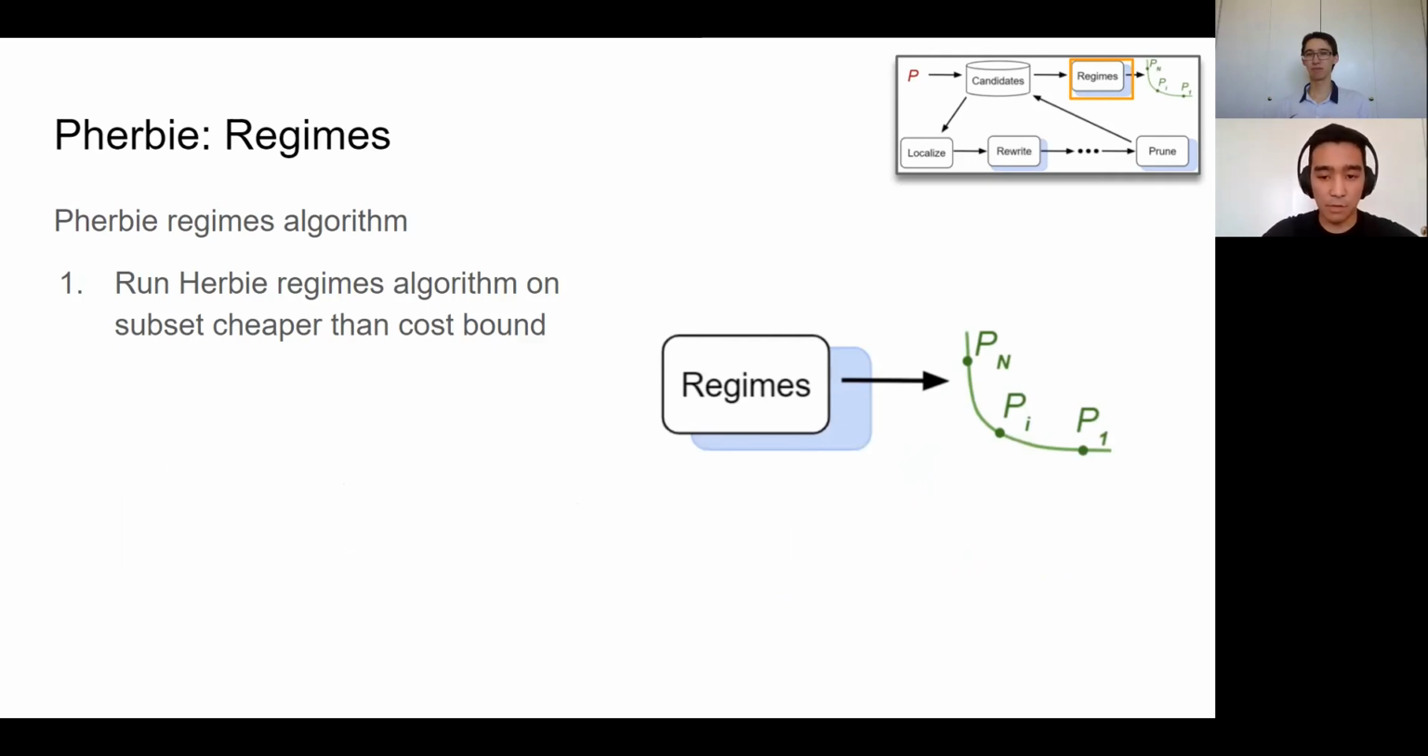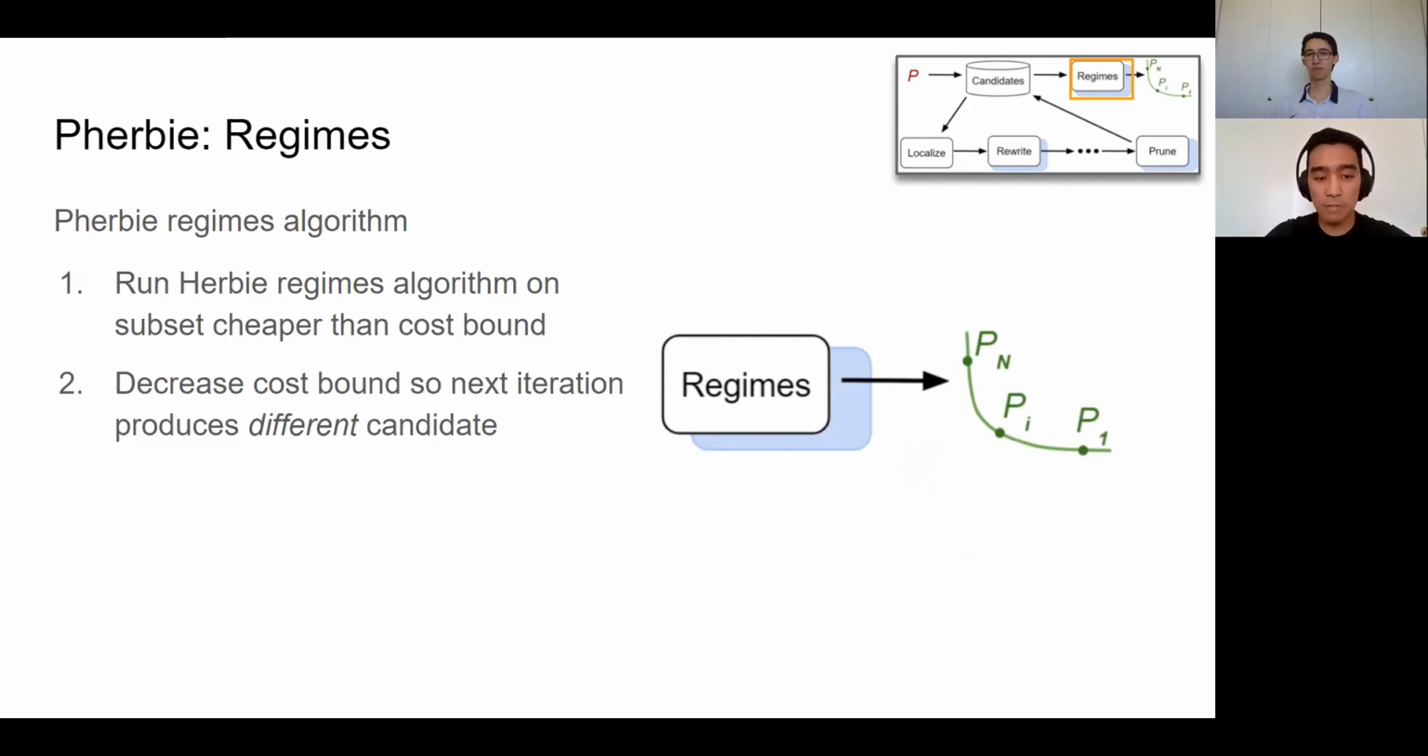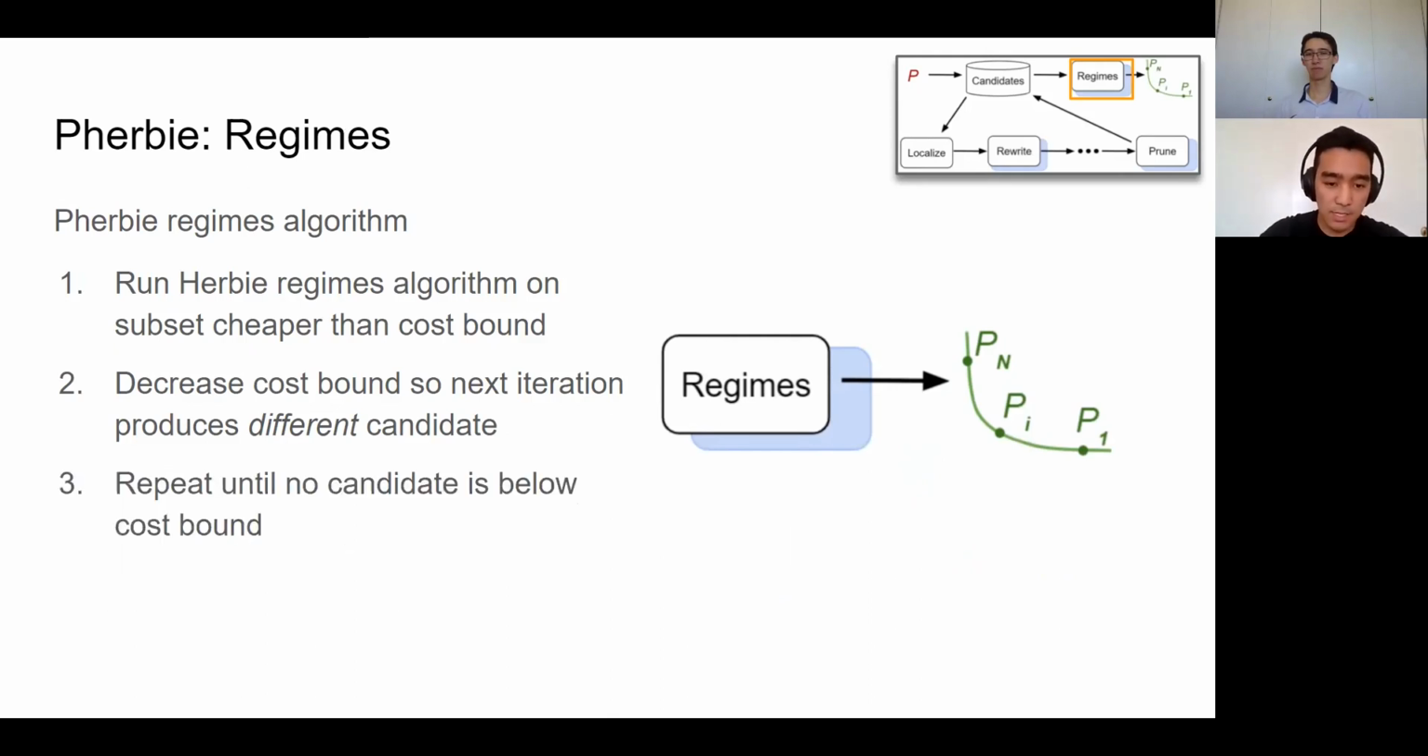And this will produce an output expression. Then we decrease the cost bound. So in the next iteration, we will produce a different candidate. And we repeat this process until no candidate is below the cost bound.